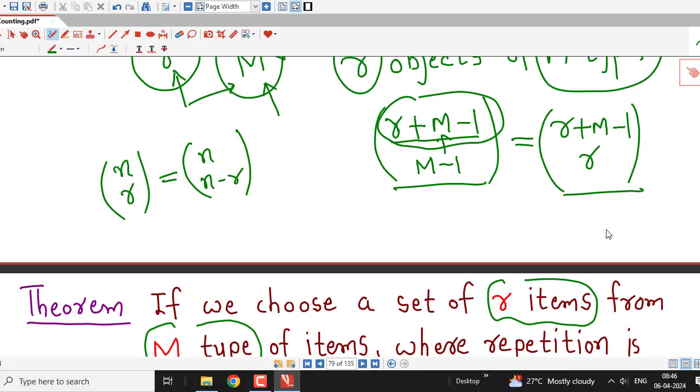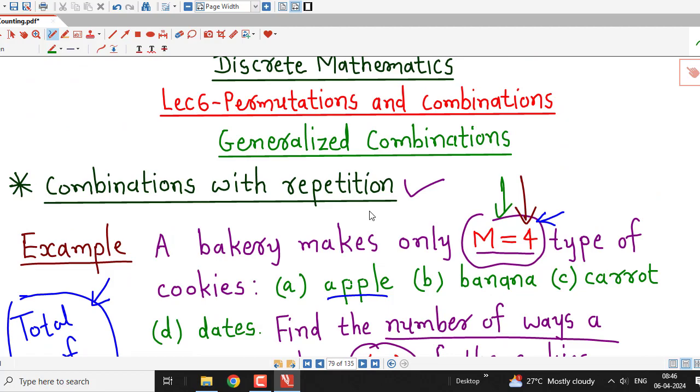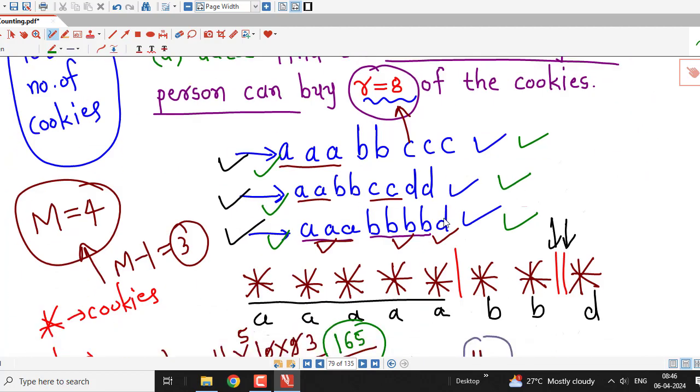So we will continue with this. We will discuss some more problems of combinations with repetitions in an upcoming lecture.